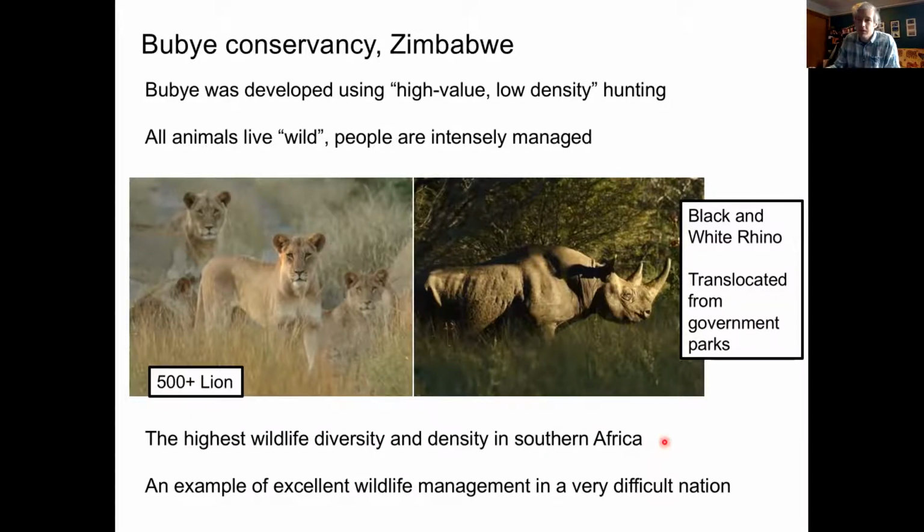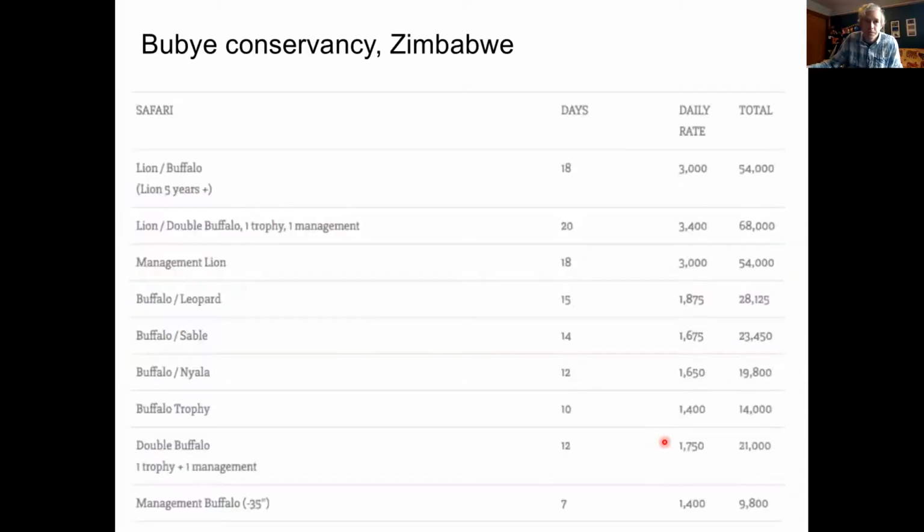And one thing that's worth looking at, the reason they've been able to be so successful, is their packages. So here are the hunting packages offered at Bubé. It says this is just about all of them. You've got the safari, you've got all the different animals, and you've got how many days. The daily rate is also in US dollars. For these daily rates, you have to buy the entire package.